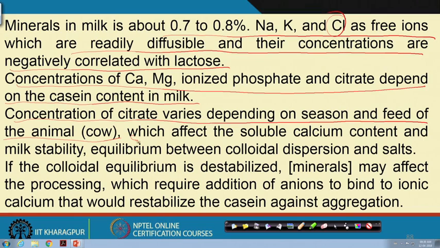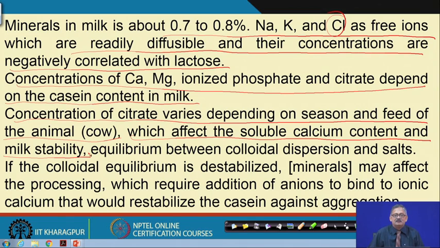Okay. Then, this affects the soluble calcium content and milk stability. That citrate concentration is dictating, or monitoring, the availability of the calcium.